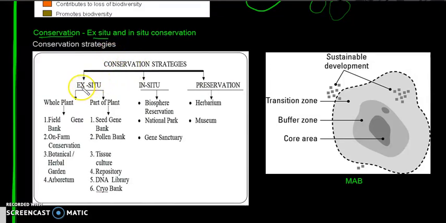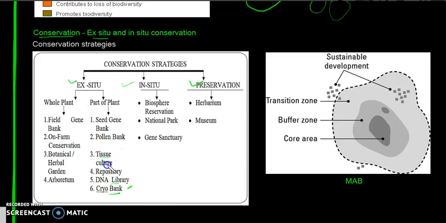There are three strategies of conservation: ex situ conservation, in situ conservation, and preservation. Ex situ conservation is a kind of conservation where you bring the particular species from its original place of living to a protected environment, like a garden or a park, where they are taken care of by experts, but that is not its original place of growth. So this kind of conservation is called ex situ conservation. For example, botanical gardens and zoological parks. In ex situ conservation, DNA libraries and cryo banks are also used for preserving DNA and tissues.